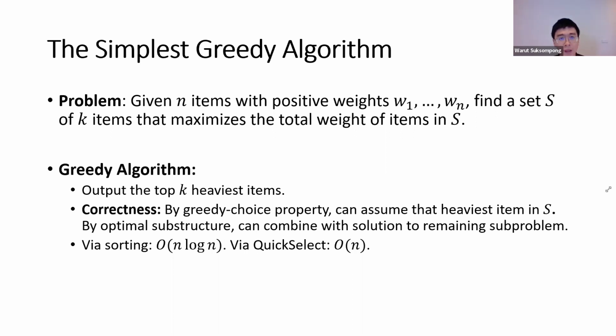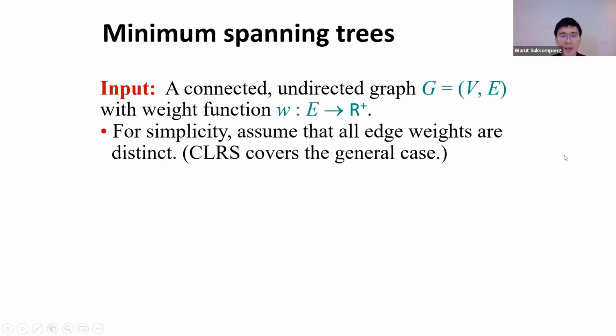Okay, so for the next example, we're going to look at graphs. We haven't talked that much about graphs in this module, but this example is about graphs. It's about minimum spanning trees. The input of this problem is a connected undirected graph. It has a weight function, so each edge has some positive real number weight. And for simplicity, let's just assume that all edge weights are distinct.